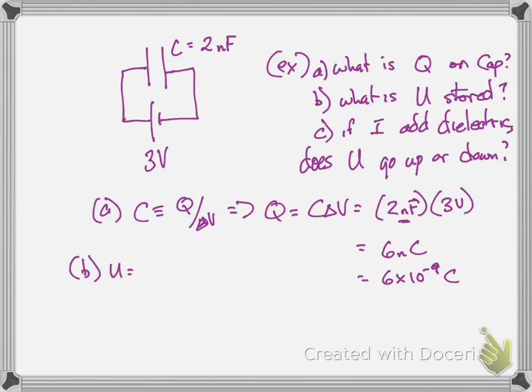What is the energy stored? B. U is, you can use any of the three formulas because we know C, delta V, and Q. I'm just going to use, let's say, 1/2 Q delta V, and the energy stored is 1/2 times 6 times 10 to the minus 9 coulombs times delta V, which is 3 volts, which is 9 times 10 to the minus 9 joules.